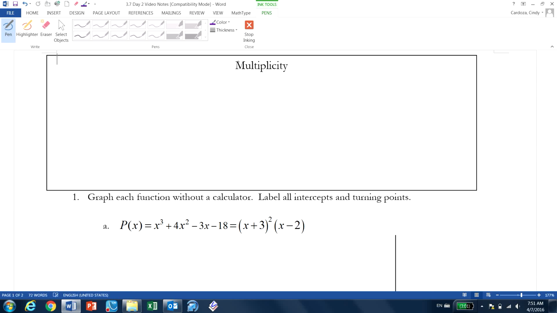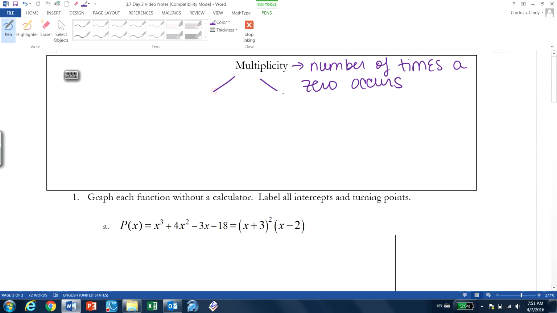Okay, so multiplicity. Multiplicity just means the number of times a zero occurs, remembering that the word zero means x-intercept. Okay, so there are two different types of multiplicity. There's even multiplicity and odd.